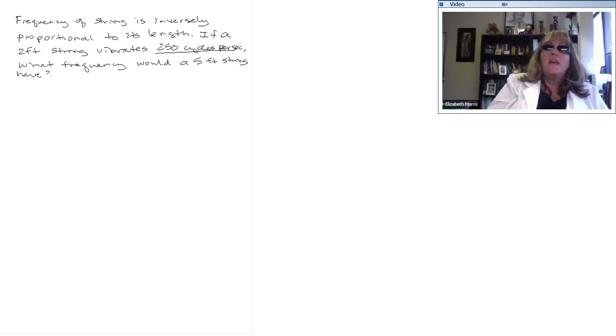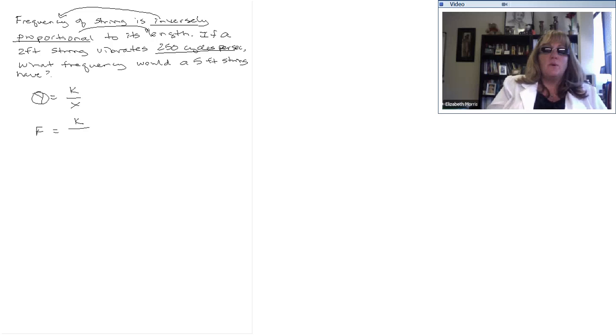All right. Inversely proportional. Y equals K over X. Again, same thing. What comes before the words inversely proportional? Frequency. We're going to give it an F. K is the constant. What comes after the words inversely proportional? Length. That's your X. Now, knowing that, frequency equals K over L. I need an F, I need an L, and I need a K.